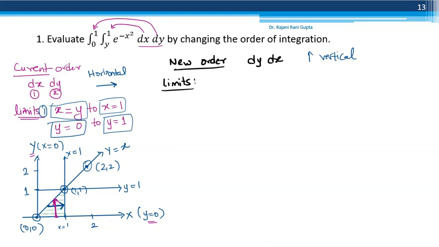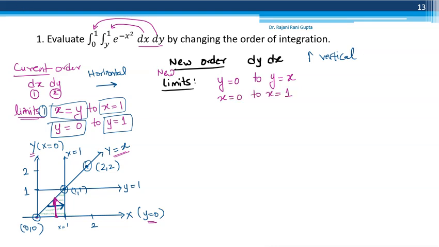0. And on this line, what is the value of y? X. So the new limits will be for y equal to 0 to y equal to x. And then this is the region. X varies from 0 to 1. The limits for x will be from 0 to x equal to 1.